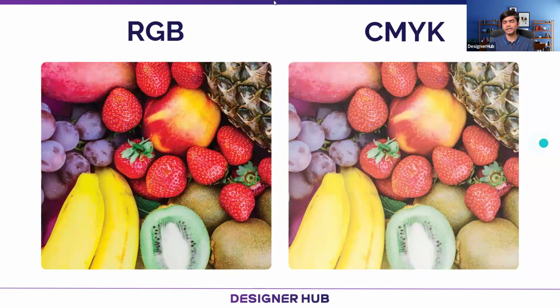But if you start designing anything in CMYK and then you print, whatever you see on your system is what will come in your print as well. So whatever you design on your system with CMYK color mode is the exact output that you can expect. RGB versus CMYK, you can see the difference that has come.